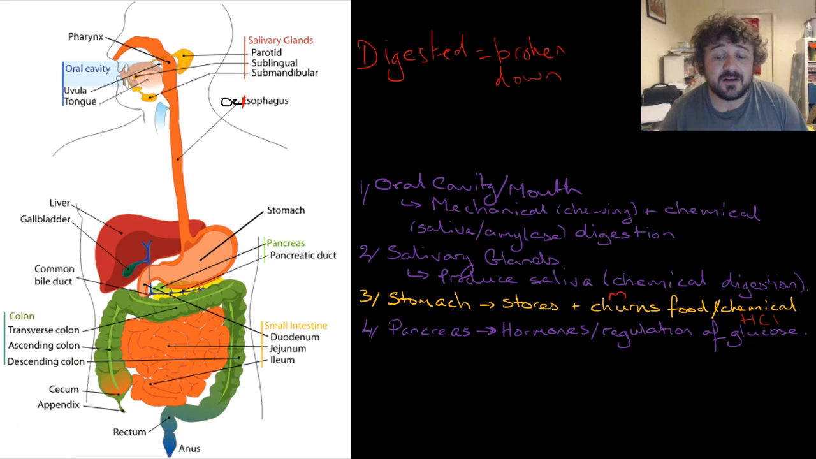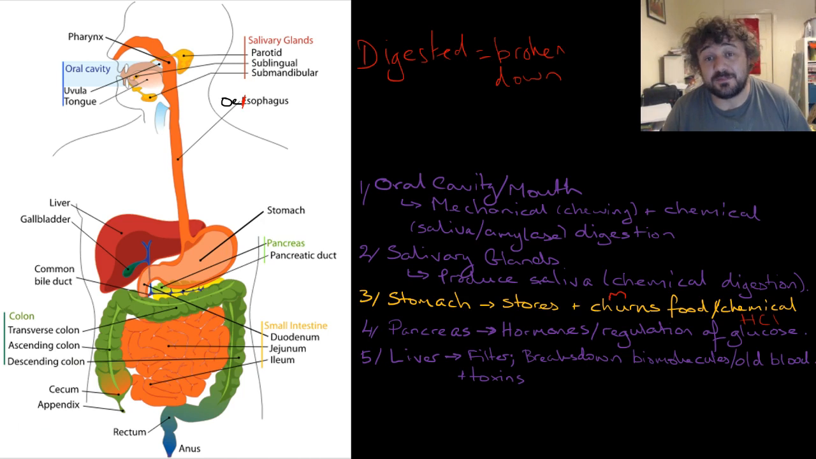Then we look at the pancreas, which is where the hormones, in particular the ones relating to the regulation of glucose, are produced. Then we get to the liver, and we'll have a look at the liver. The liver is basically a giant filter. It essentially breaks down biomolecules and old blood, and in this case toxins. So something hit when it gets towards the liver, it gets broken down before it's moved on.